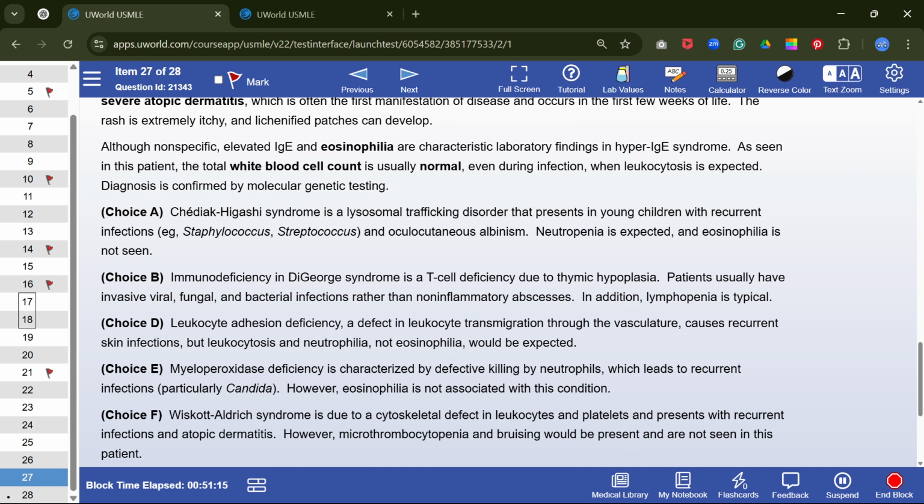Chediak-Higashi syndrome is a lysosomal trafficking disorder that presents in young children with recurrent staph and strep infections and oculocutaneous albinism. Neutropenia is expected and eosinophilia is not seen.